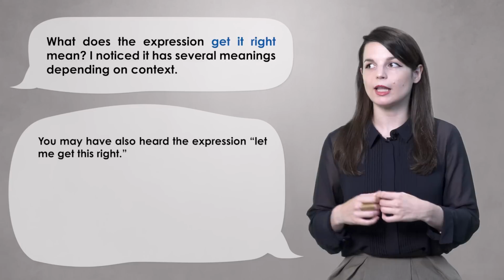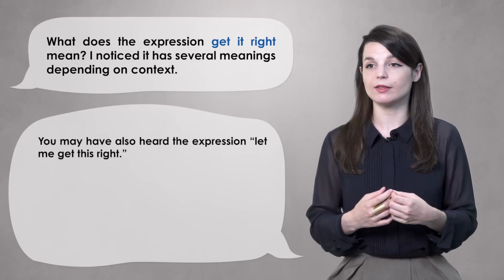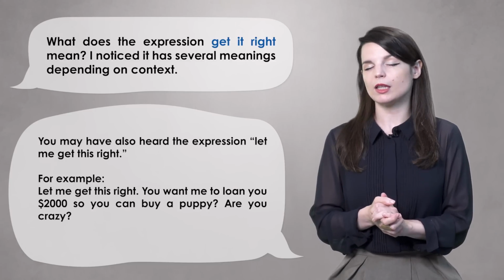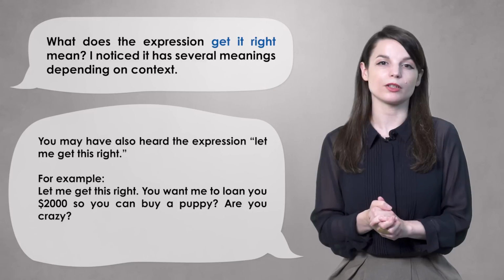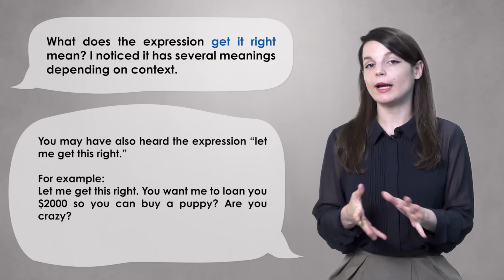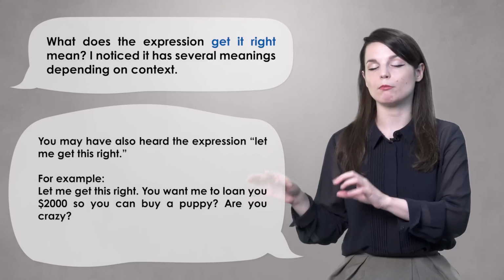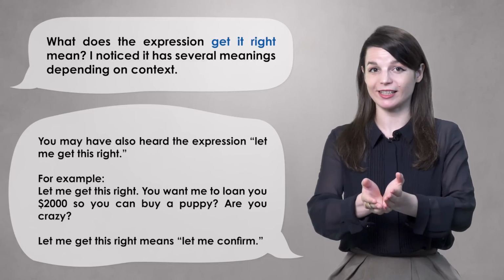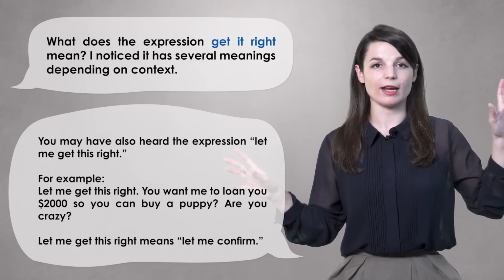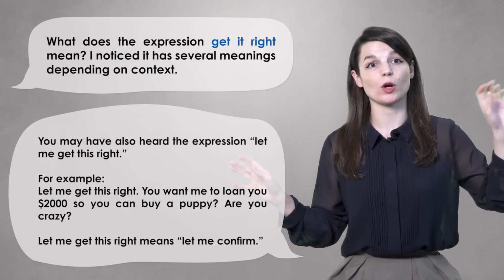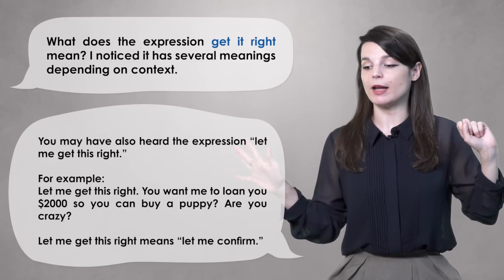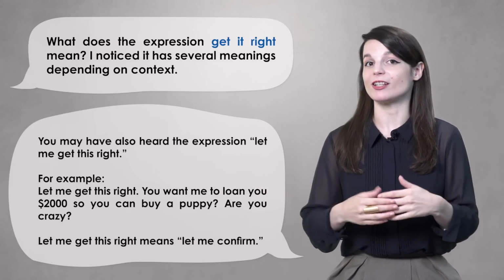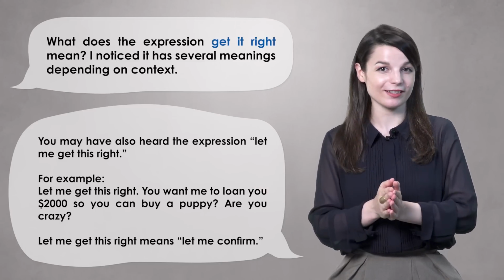Perhaps you've also heard something like, let me get this right. Let me get this right and get it right are a bit different, actually. So for example, if you heard something like, let me get this right, you want me to loan you $2,000 so you can buy a puppy? Are you crazy? You might hear an expression like that, where let me get this right means let me confirm, or let me check to make sure I understand you correctly. So that is very different from get it right. So to get it right means to do something or to understand something correctly. Let me get this right means let me check or let me confirm something. So they're quite different. Perhaps that's the different context that you were referring to in your question. But I hope that this answer helps you.